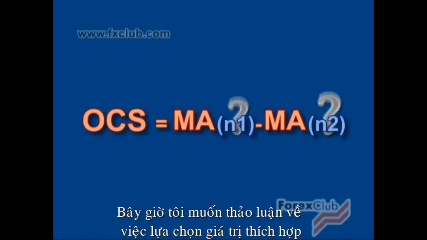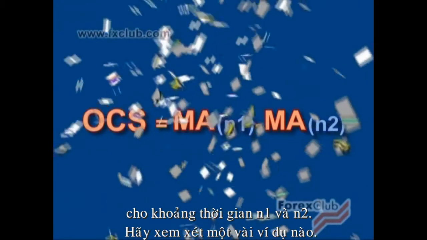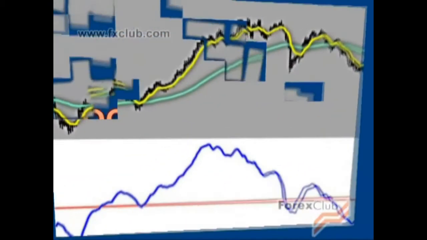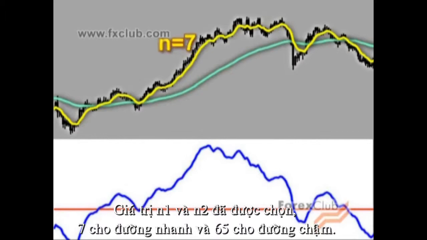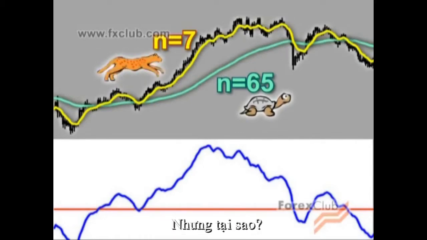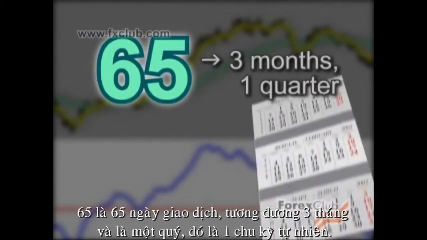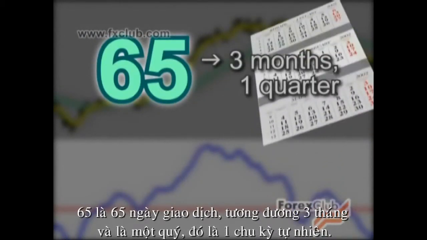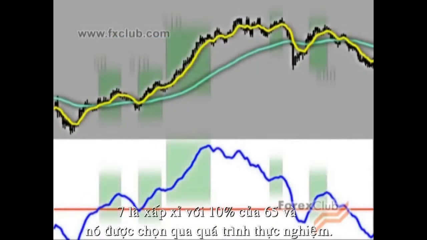I'd now like to discuss the selection of the appropriate time periods N1 and N2. Let me run through a few examples. Here is a daily chart of Japanese yen. The values of N1 and N2 have already been selected. They are 7 for the fast line and 65 for the slow line. But why? 65 is 65 trading days, that's 3 months, a quarter, it's a natural cycle. 7 is approximately 10% of 65, and it has been selected experimentally.